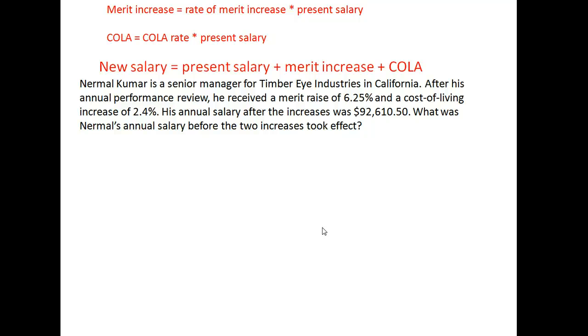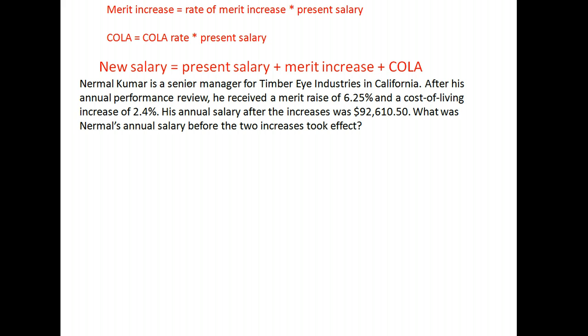Okay, so now we're going to look at some examples that go in the opposite direction. We still use the same formula where your new salary is your present salary plus a merit increase plus your cost of living allowance. But we're going backwards. We're given the new salary and we're asked to find the present salary.